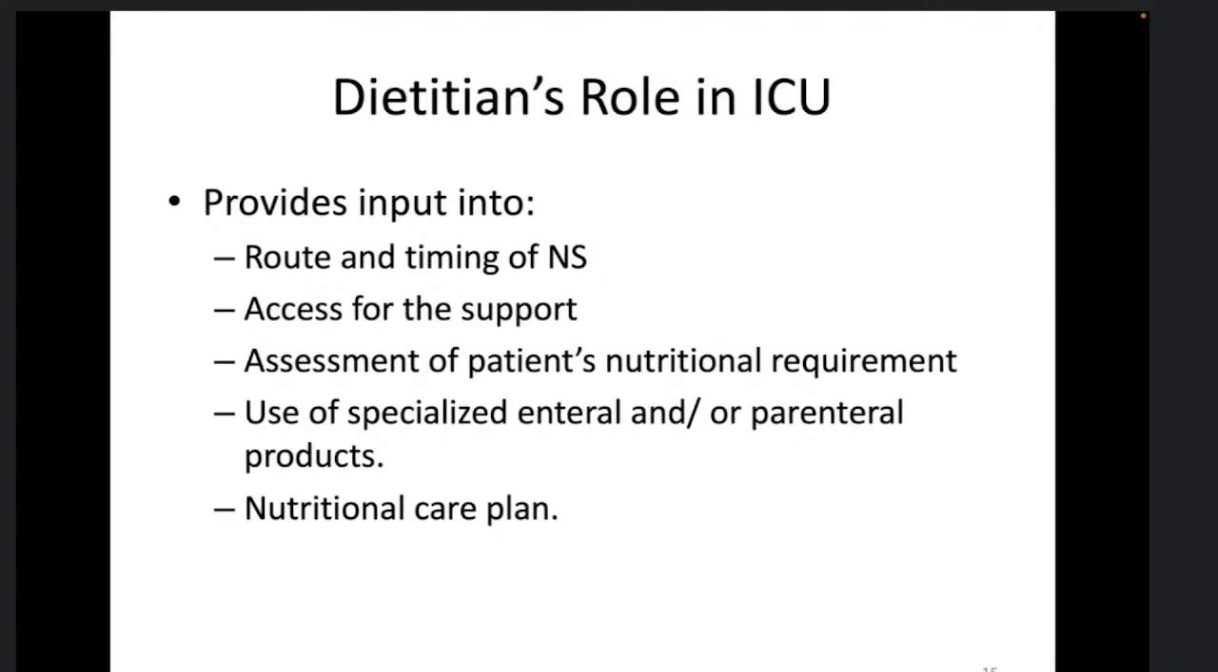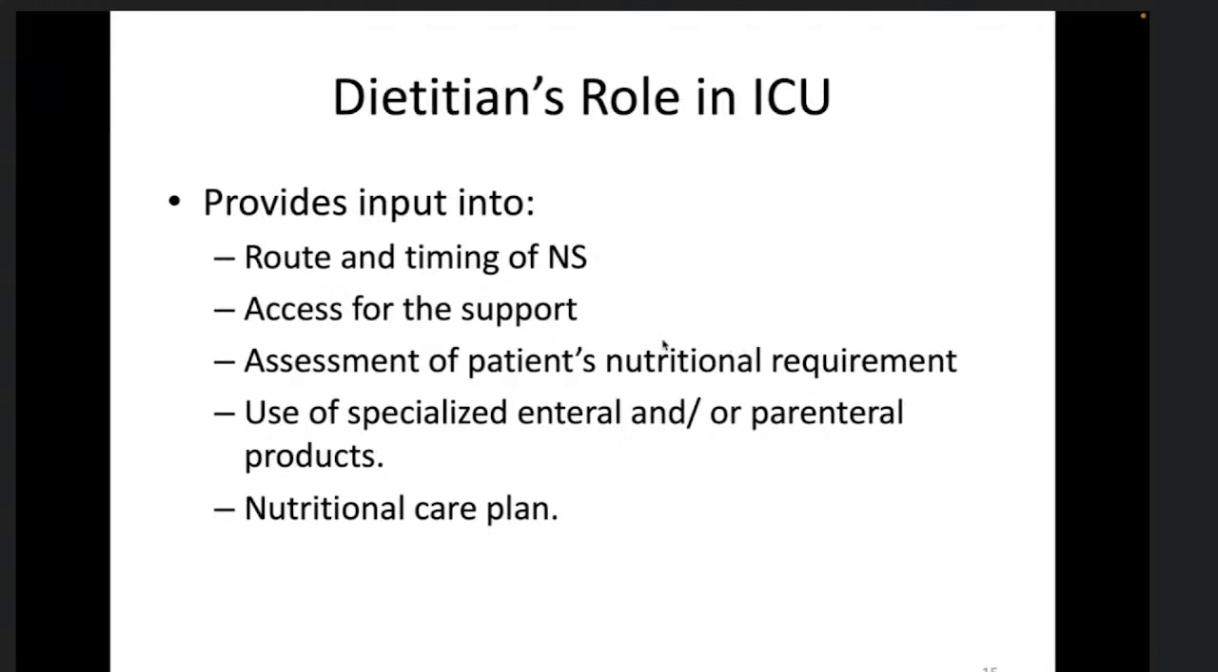So the roles of dietitian in ICU biasanya in nutrition support and also to provide input kepada the healthcare team in terms of the patient's nutrition status progress lah. Okay. To discuss with doctors about the route and also timing of nutrition support. Kena discuss juga dengan pharmacists and nurses in terms of medication timing, bila kita nak stop feeding, access for the support to provide the products, the amount that we want to deliver to the patient.